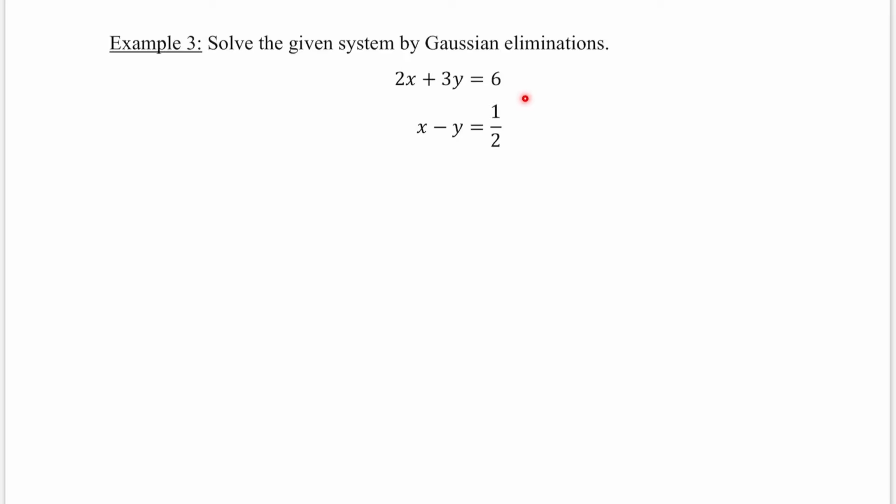First, I will need to write this system into matrix form. I will have 2 rows and 3 columns. The first row will have 2, 3, 6, and the second row will have 1, -1, 1/2. This is my augmented matrix from this system, and I want to use Gaussian elimination, which means I want this matrix to become the echelon form.